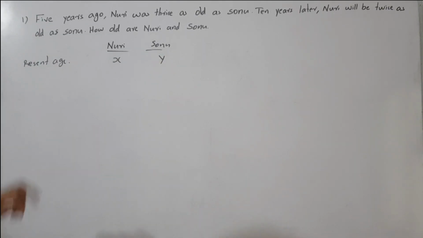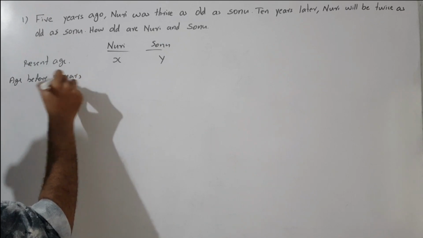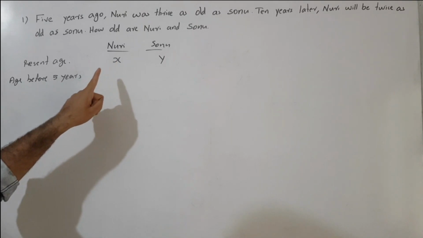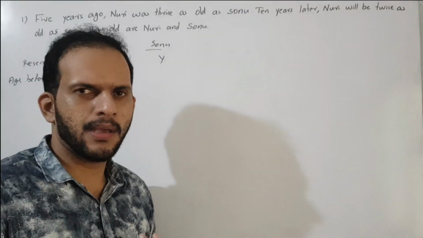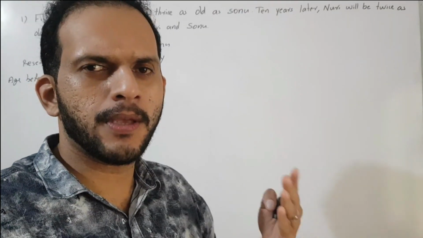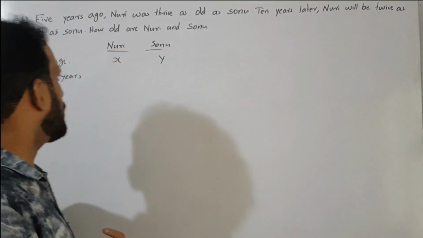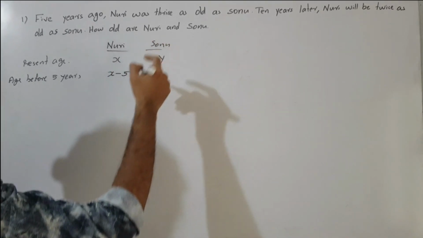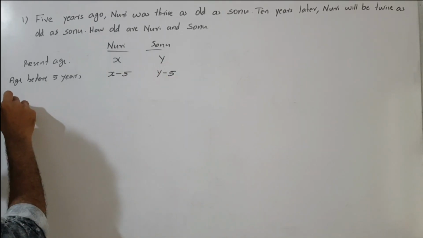Then what is the first condition? First it says 5 years ago, correct? Then the age before 5 years. Now the age is x. How do we find the age before 5 years? Yes, you just subtract 5 from the age. Then at that time the age of Nuri is x minus 5 and Sonu's age is y minus 5, correct?